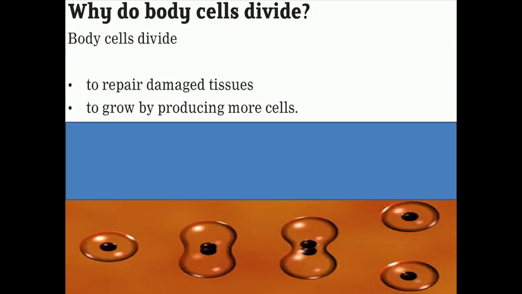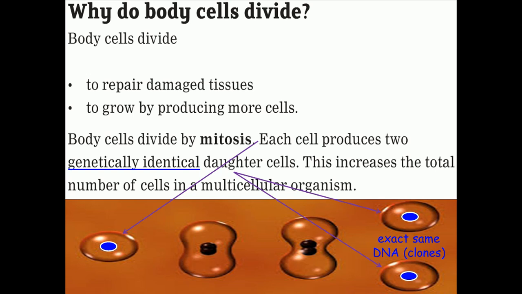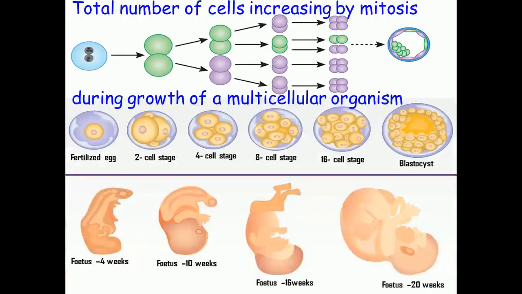Body cells divide to repair damaged tissue and also for growth, where more cells are produced. This happens by mitosis, where each cell produces two genetically identical daughter cells. The daughter cells are genetically identical because they have exactly the same DNA. They are also genetically identical to the parent cell by having exactly the same DNA as well. Cell division increases the total number of cells in a multicellular organism during growth by mitosis.